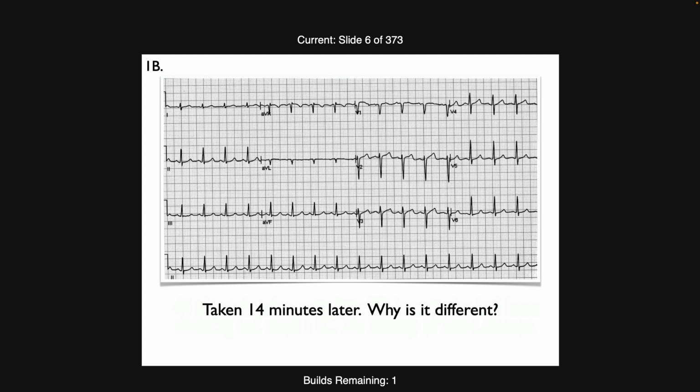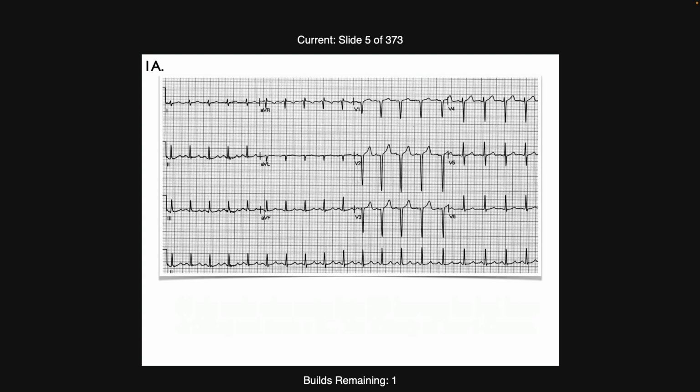The difference was how the electrodes were placed, okay? And so what happened was that the original one that showed the Qs, V1 and V2 were placed too high. They were up above where they should be.